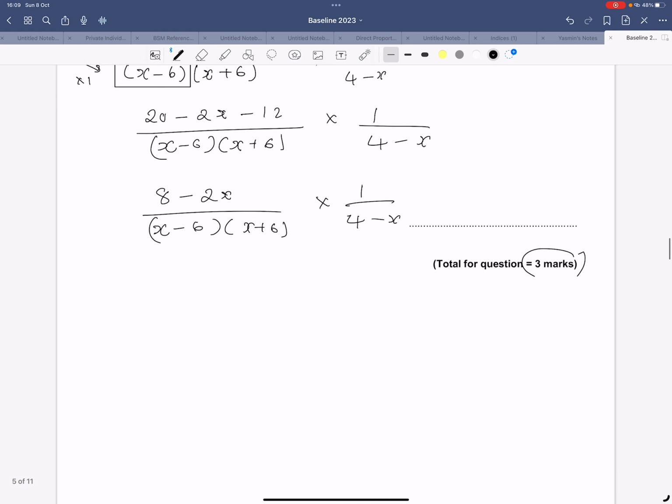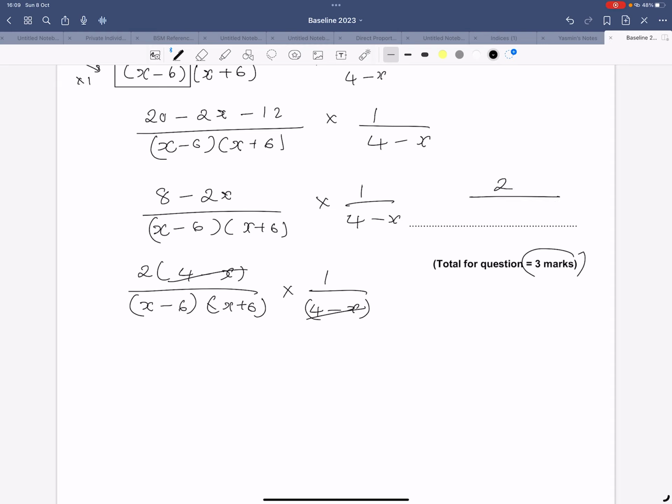Now what I'm going to do is factorize the top. So I'm left with the following. So 2 outside, 4 minus x. Wow, I can see the numerator is exactly like the denominator in the other fraction. So times 1 over 4 minus x. Now this cancels out nicely with this, and the answer is going to be 2 over x minus 6 times x plus 6. And that's done. Or you can leave the answer as 2 over x squared minus 36, and both are accepted here.